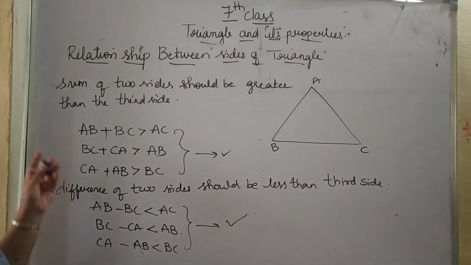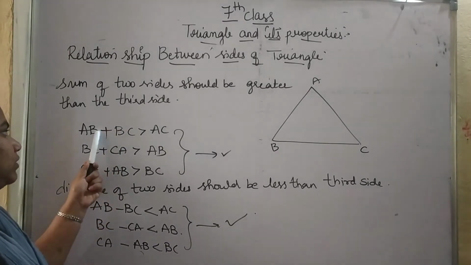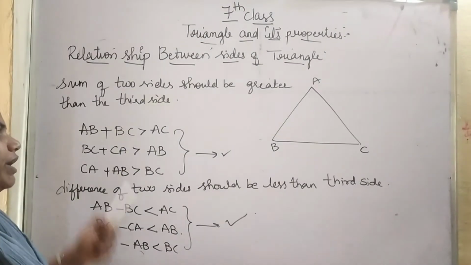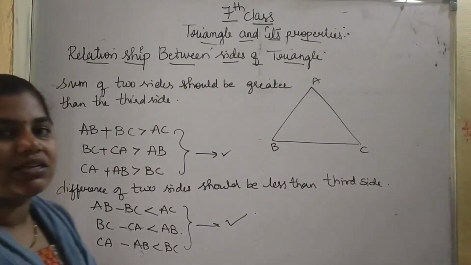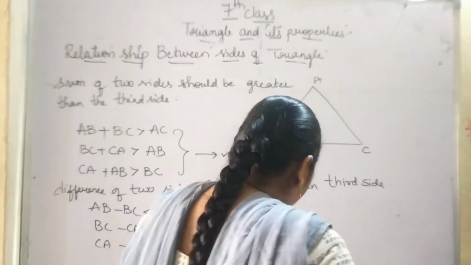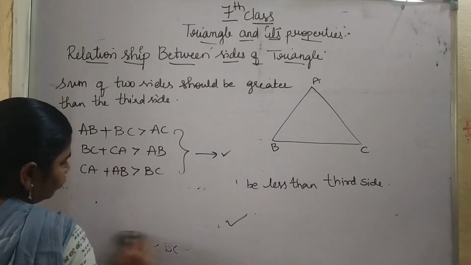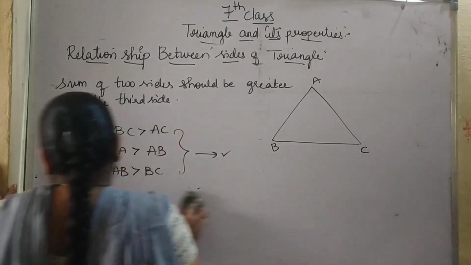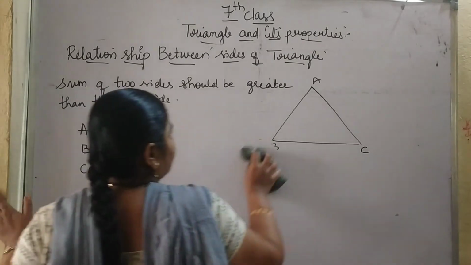So any one of the conditions we can use, but all the three conditions should be satisfied. If you take any one, all the three should be satisfied. When all the three are satisfied, then only a triangle will be formed. So we will take one example for this. I am using only the first condition. You can use the second one also, no problem, but I am using the first one.